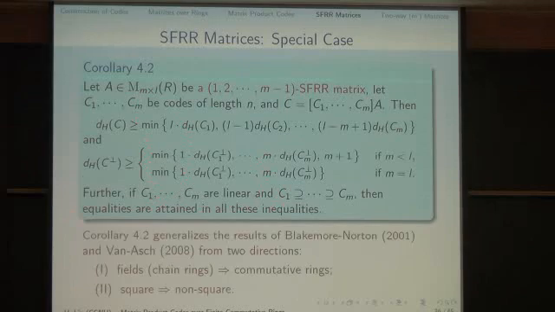And this result generalizes the results of Blackmore and Norton in 2001, and Van Asch in 2008, in two directions. In the Blackmore and Norton paper and Van Asch's paper, they considered finite fields and chain rings, but in this case we consider commutative rings. And for the dual codes, they didn't consider the case when A is non-square, but here we can consider it from square to non-square. That is, we have this result.